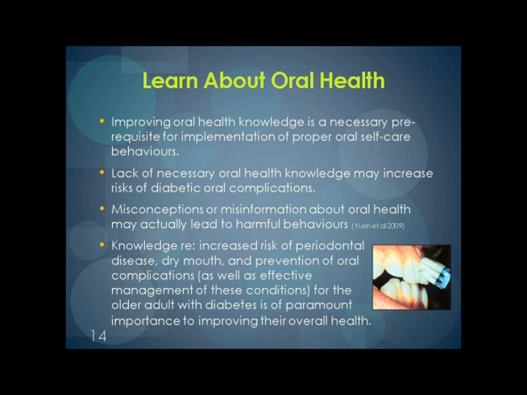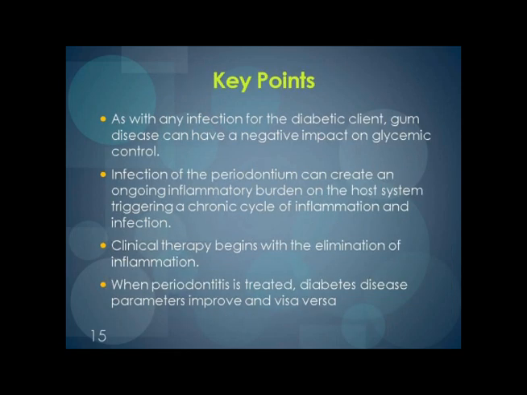And prevention of oral complications, as well as effective management of these conditions for the older adult with diabetes, is of paramount importance to improving their overall health. This is where we as healthcare professionals can intercept the cycle and make a difference through education and awareness. The good news is periodontal disease can be treated, and with the treatment and prevention of periodontal disease, there is a better chance of improving the overall health of the older diabetic client.